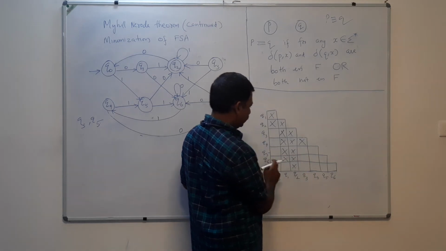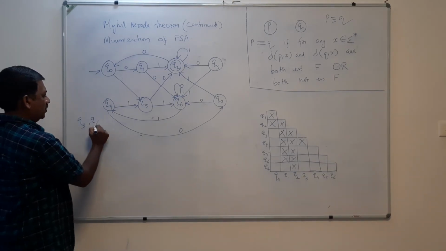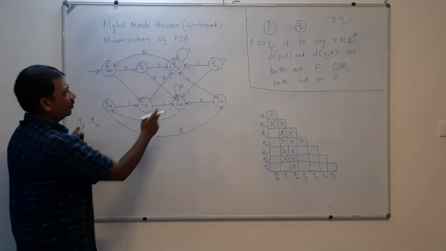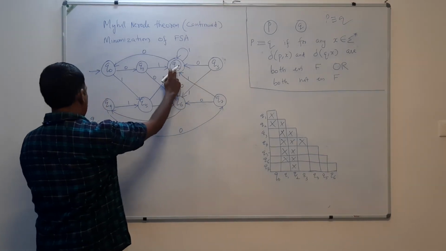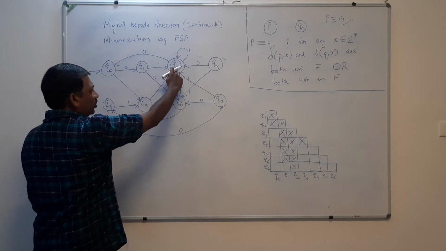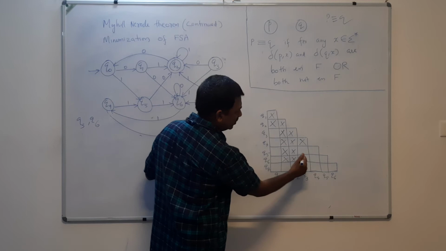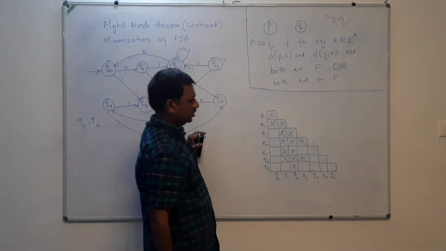That is Q3 and Q6. Now Q3 and Q6. What about Q3 on 0? Q3 on 0 is Q2 and Q6 on 0 is Q6. Q2, Q6 is distinguishable. So this also is distinguishable.